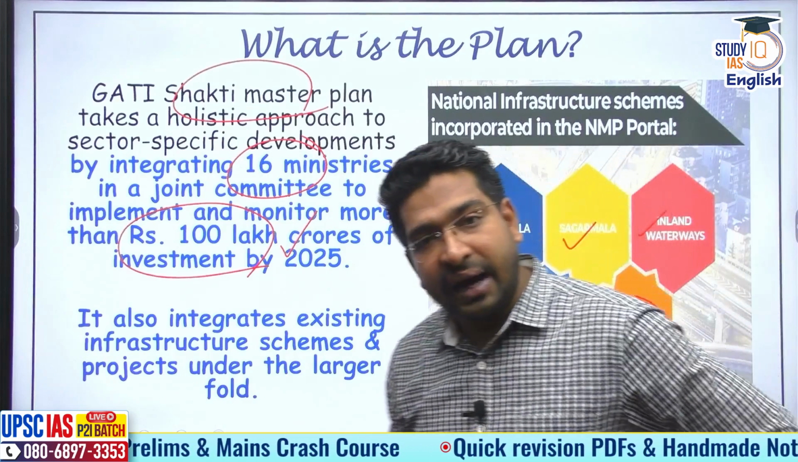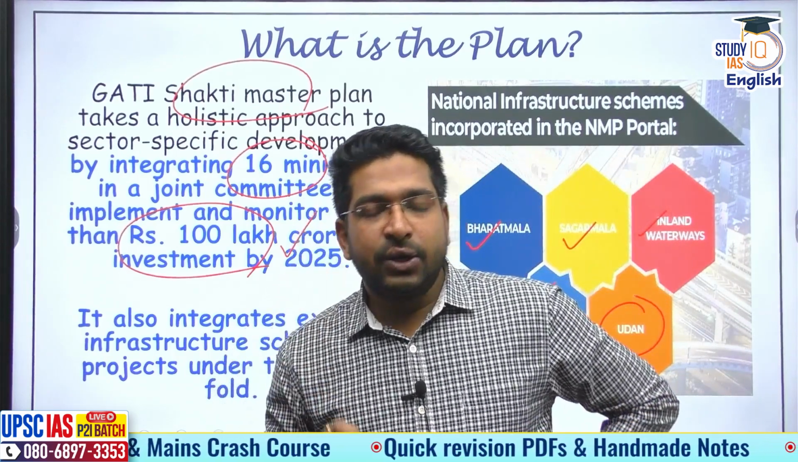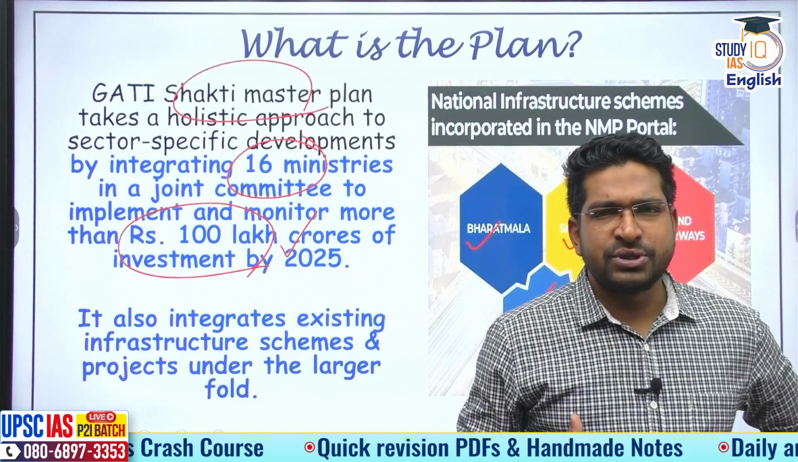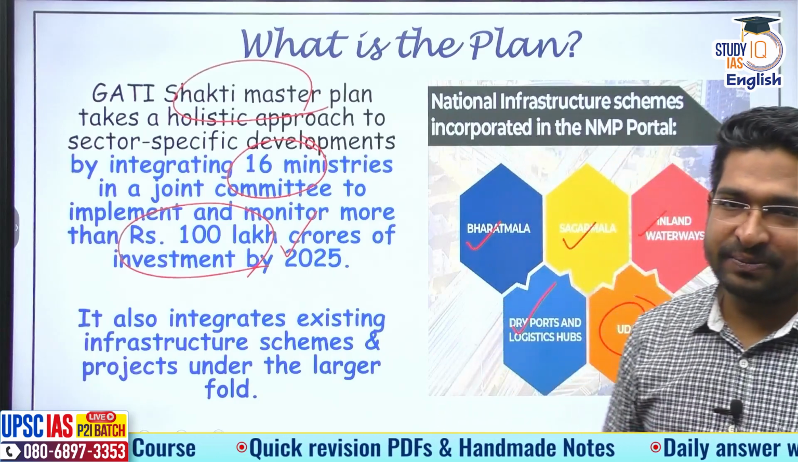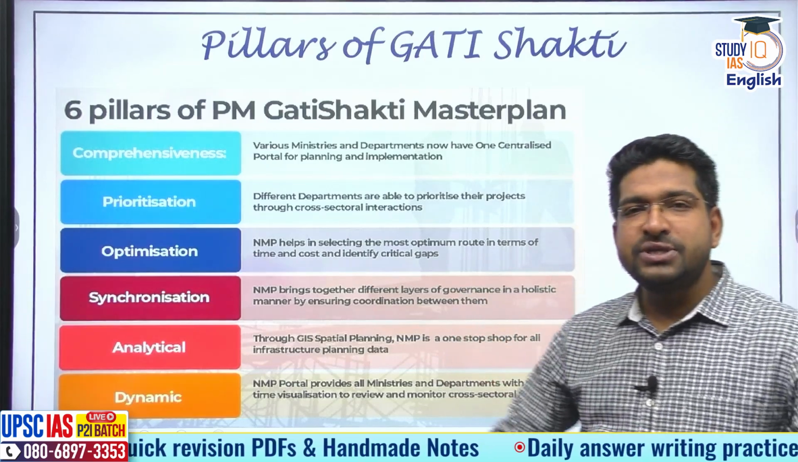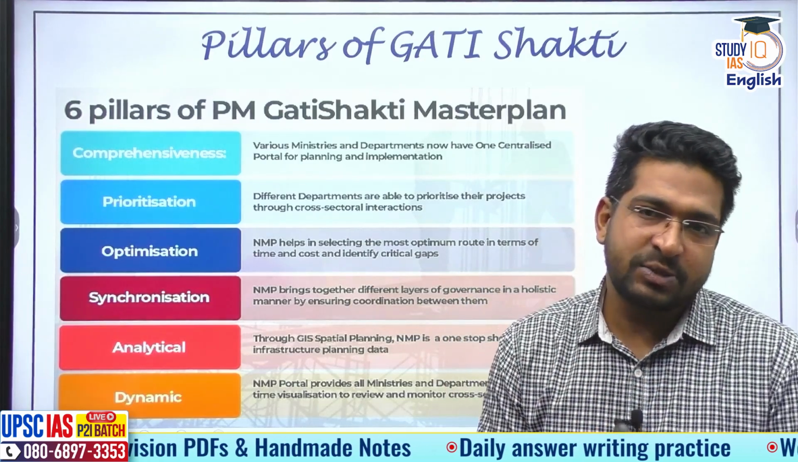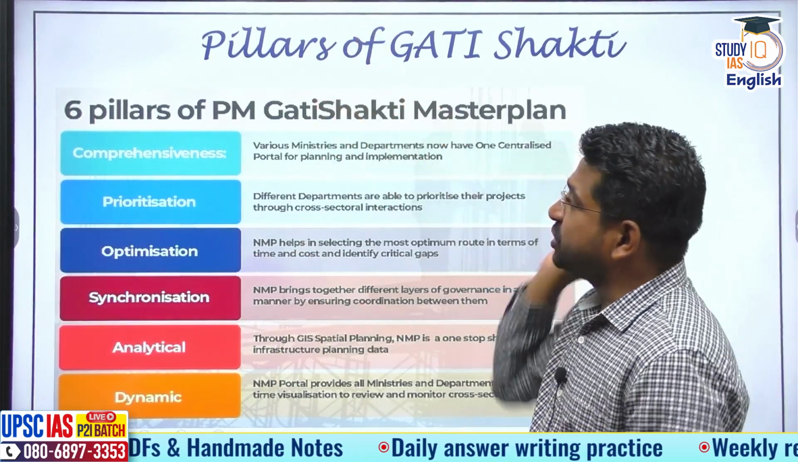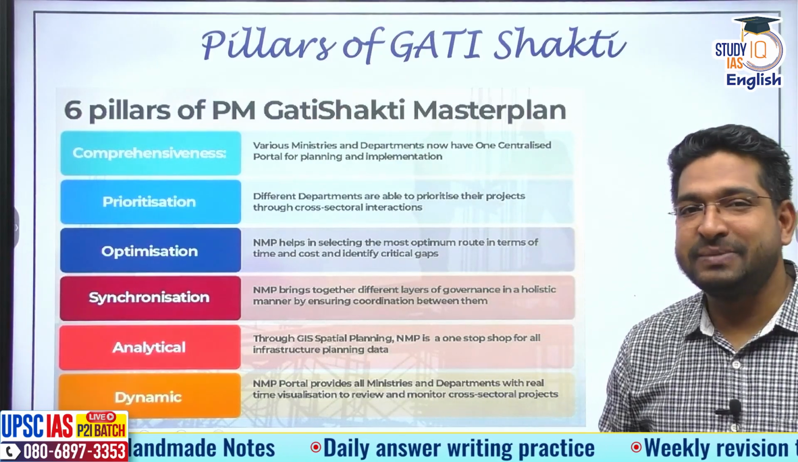Ude Desh Ka Aam Nagrik scheme, where tier 2, tier 3 cities will get airports so that there would be better connectivity. All right. So this is the holistic plan. Now this entire plan is based on 6 pillars. There are 6 pillars of the PM Gati Shakti master plan, the national master plan.